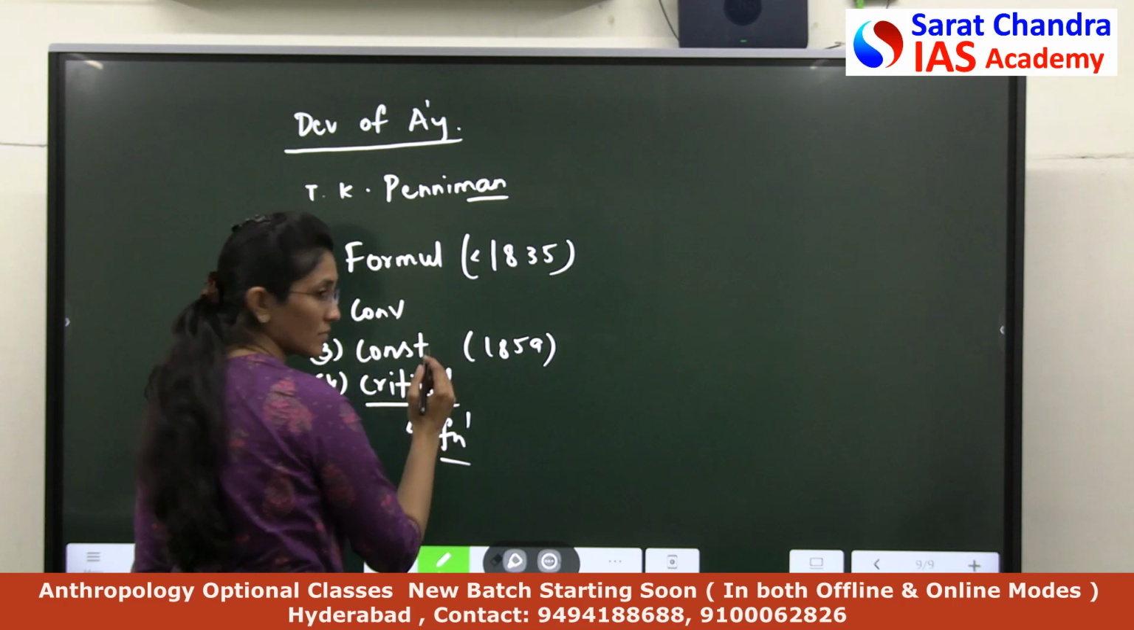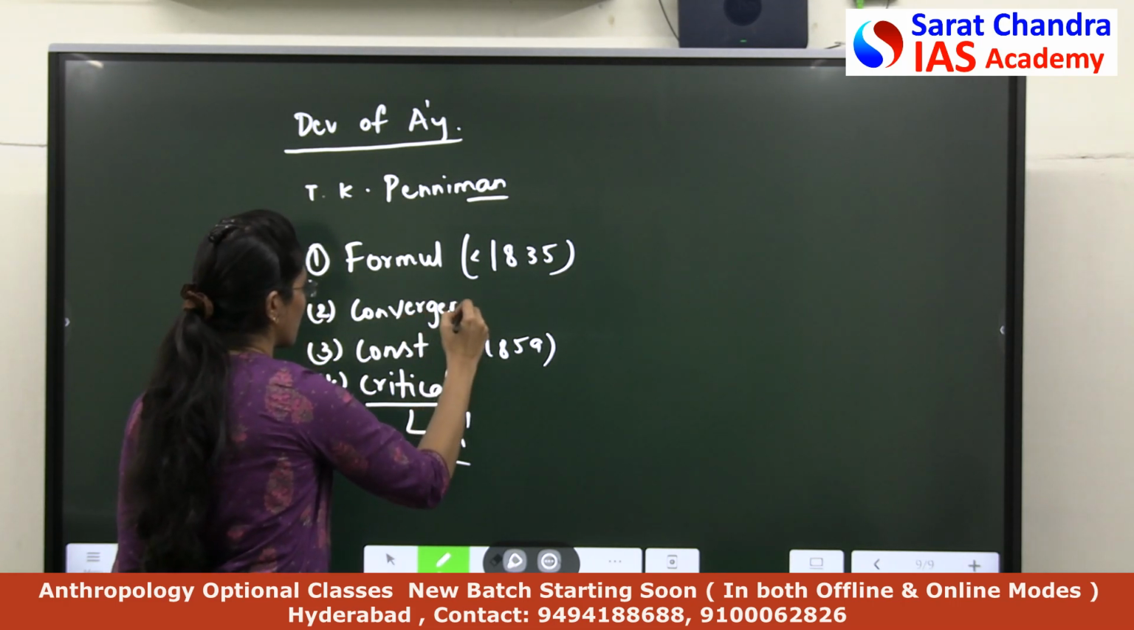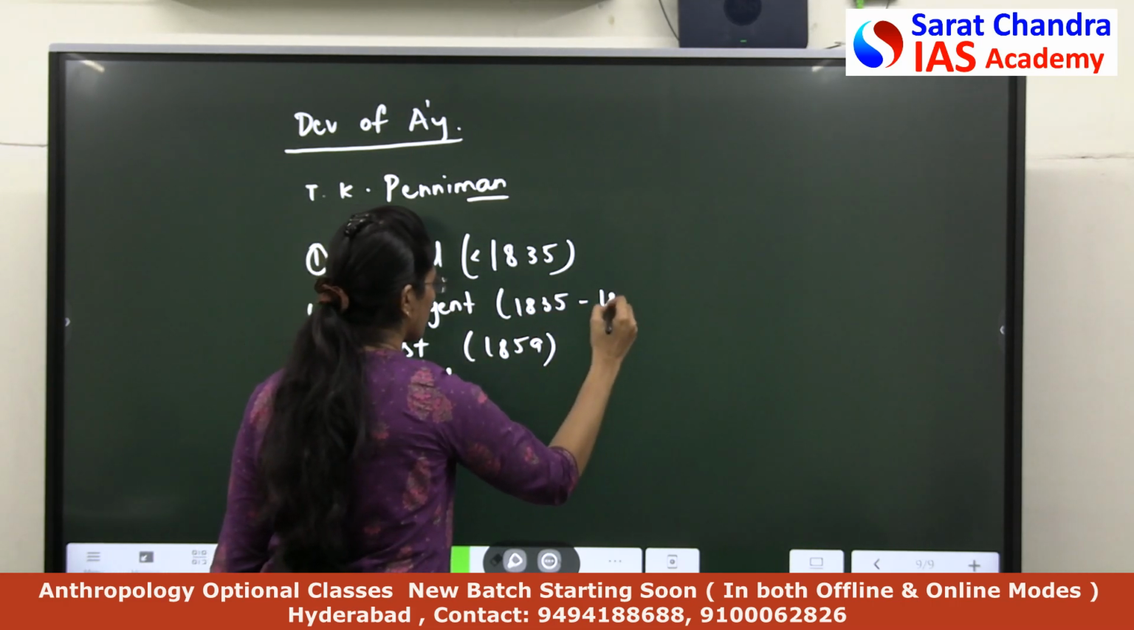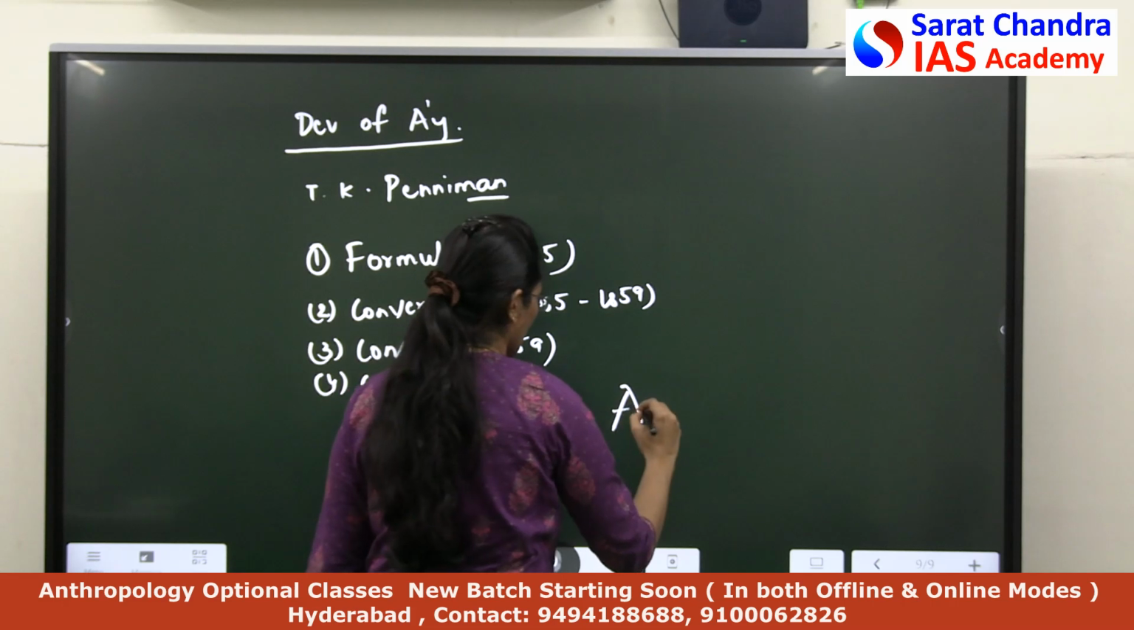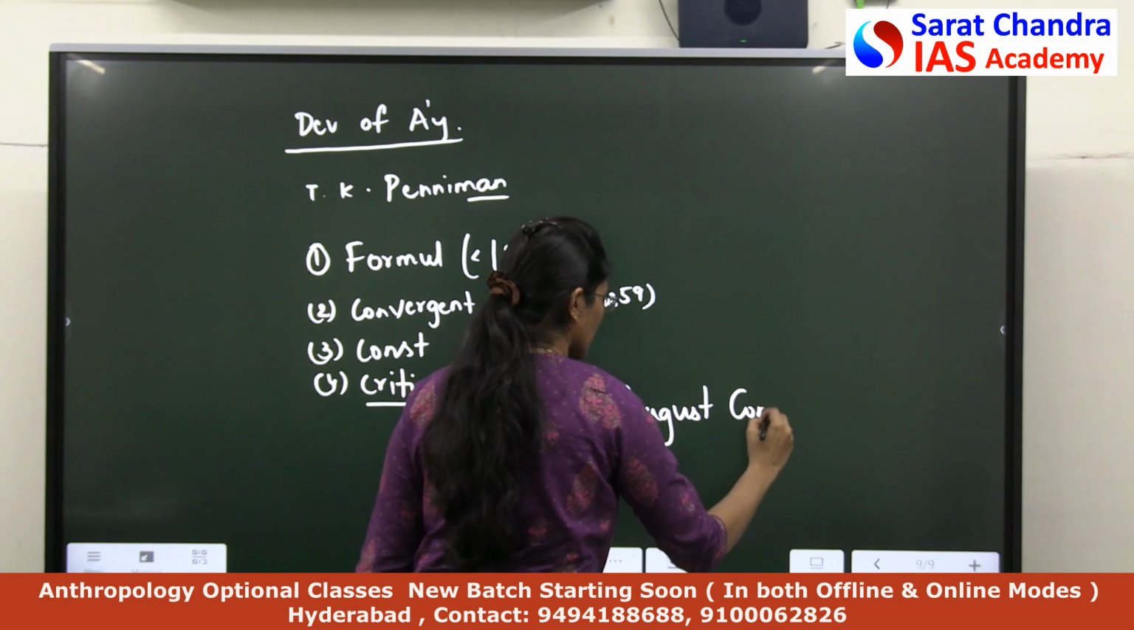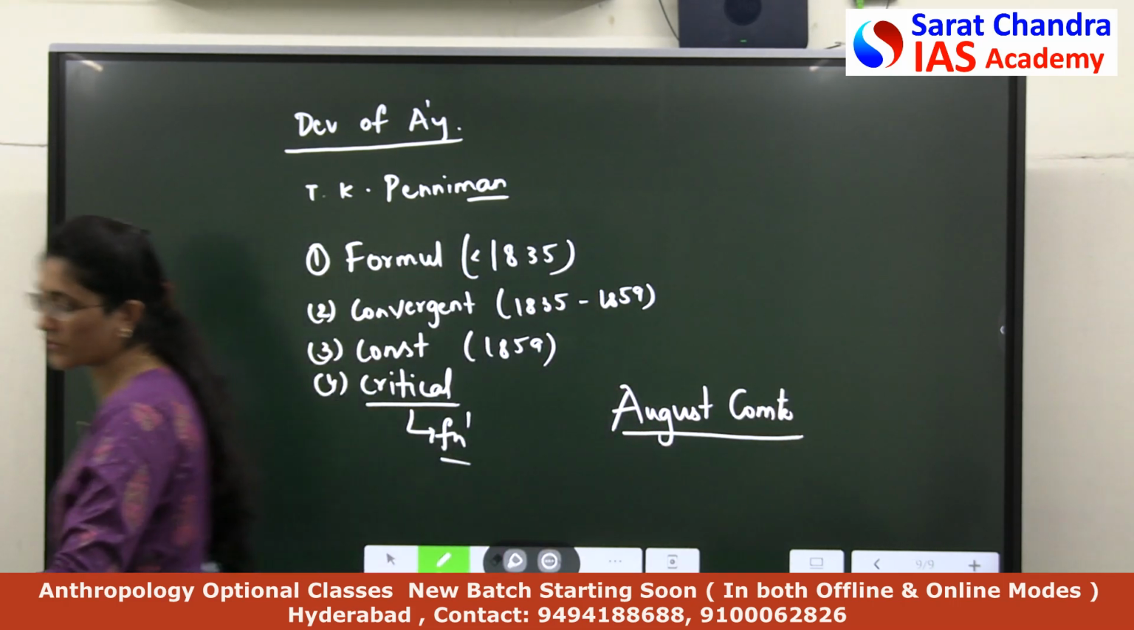Next, convergent phase, 1835 to 1859. Different perspectives of society were developed with the coining of the term sociology by Auguste Comte.